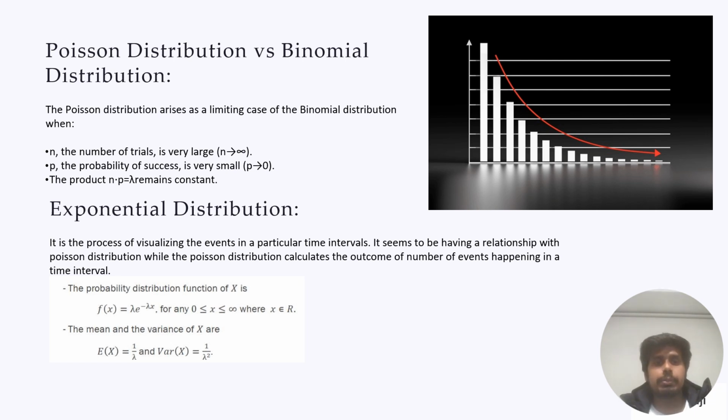The exponential distribution models the time between events in a particular interval. It has a relationship with the Poisson distribution: while the Poisson distribution calculates the number of events happening in the time interval, the exponential probability density function is f(x) equals lambda times e to the power minus lambda x, where x lies in the limits 0 to infinity, and the mean is 1 by lambda and the variance is 1 by lambda squared.